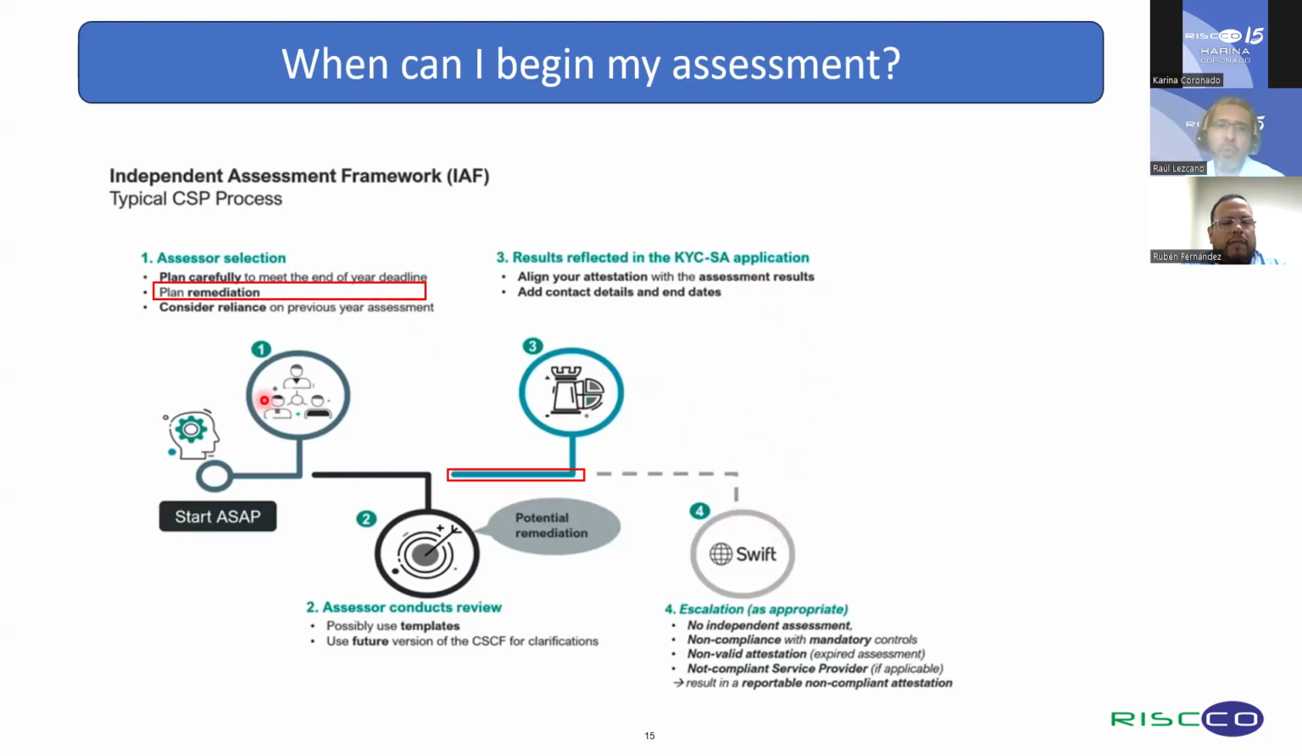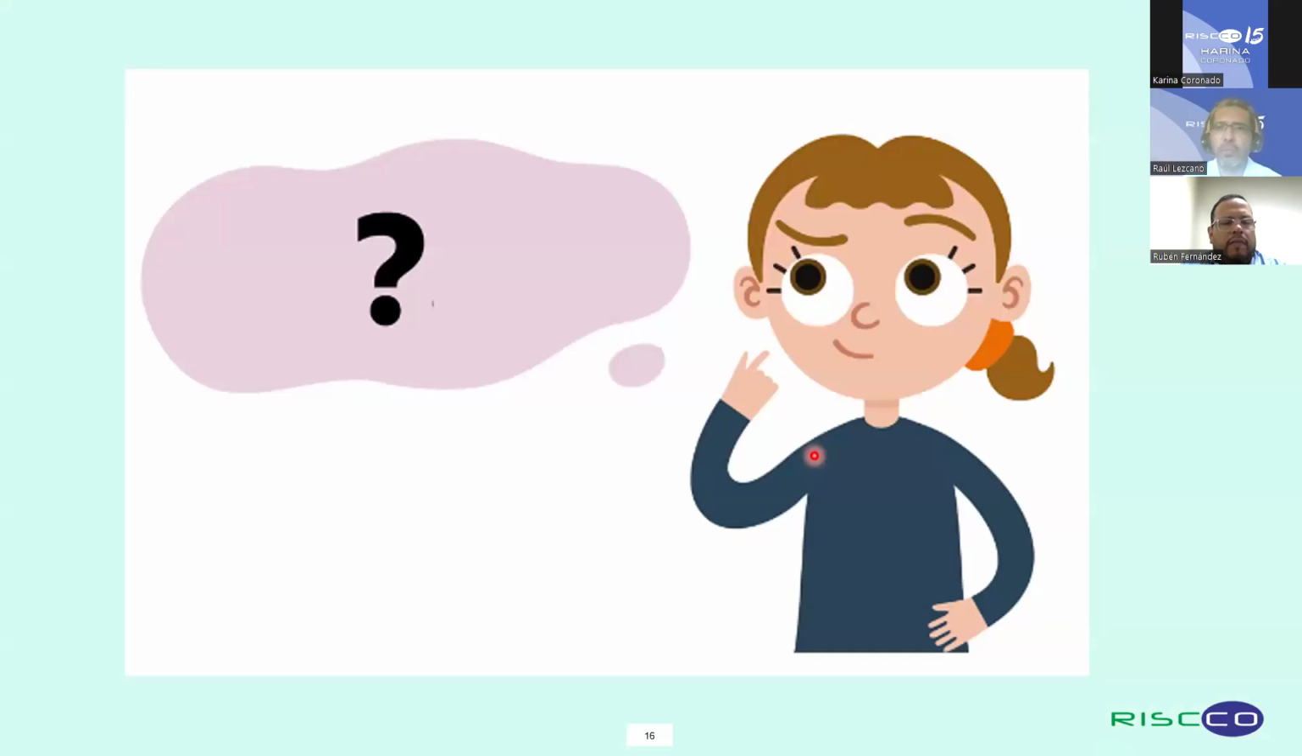Because if one of these mandatory controls is not in compliance, the whole attestation is in a non-compliance state. And this exposes our institution to the rest of the community in a situation that is not expected after 4 years of this program being in place. So this is more or less the presentation we have prepared to share with you.